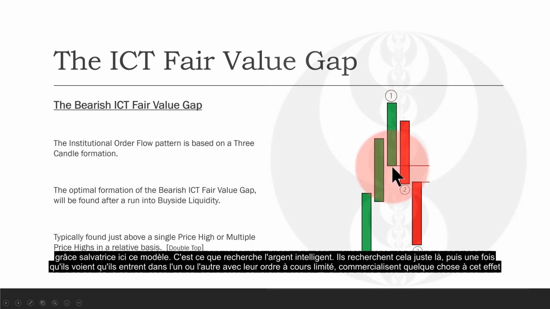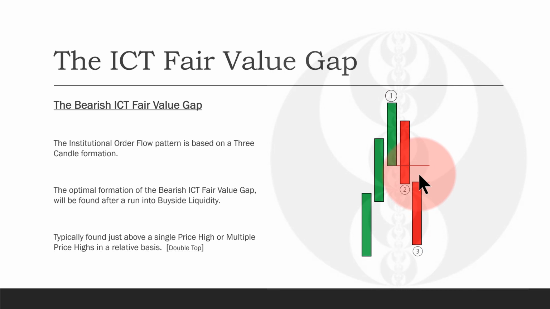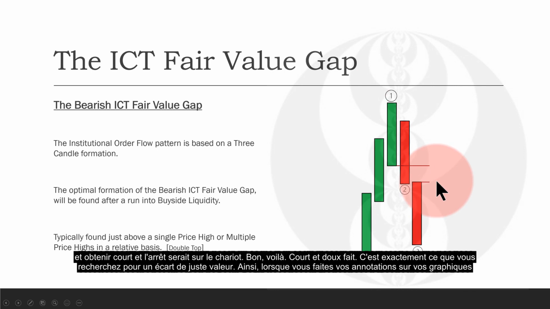This is their saving grace right here, this pattern. That's what smart money is looking for. They're looking for that right there. And then once they see that, they go in either with their limit order, mark it in, something to that effect, and get short, and the stop would be above the high. Okay, there you go. Short and sweet, done.